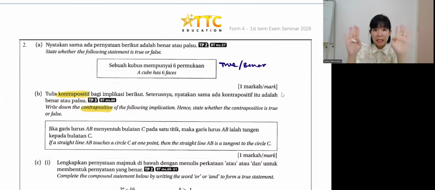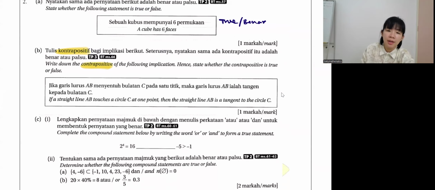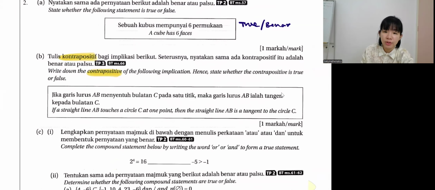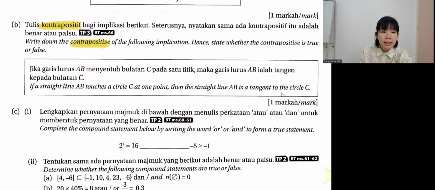Contrapositive is we terbalik the sequence and we also change to not. Everything change. Terbalik, bring the things to the front part go to the back, and then change to not, change to bukan. And then after that, we're going to say true or false. Okay, so guys, you need to copy this one. Okay, write English one. Okay, they say, if a straight line AB touches circle C at a point, then straight line AB is a tangent to the circle C.